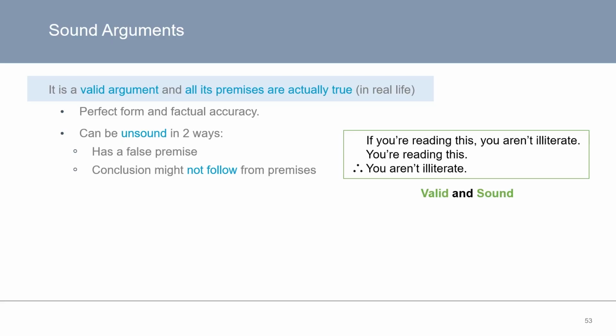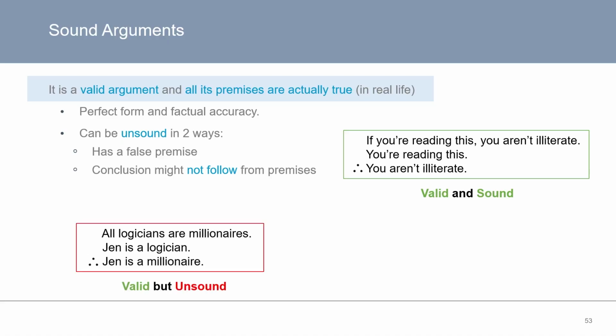Our first example argument states that if you're reading this, you aren't illiterate. You're reading this, therefore you aren't illiterate. This argument is both valid and sound. Our second example states that all logicians are millionaires. Jen is a logician, therefore Jen is a millionaire. While the structure of this argument makes it valid, the premise, all logicians are millionaires, is sadly provably inaccurate. Therefore, this argument overall is valid but unsound.